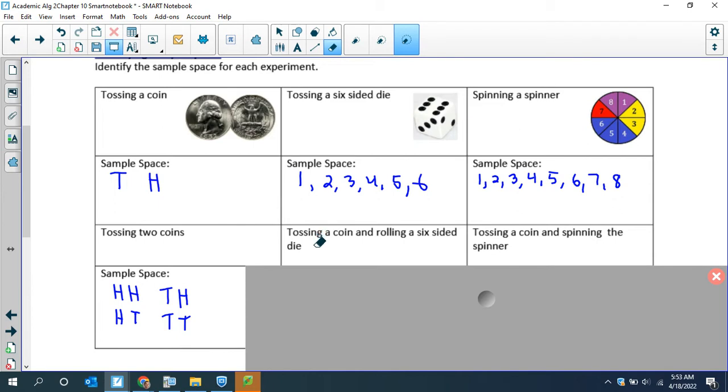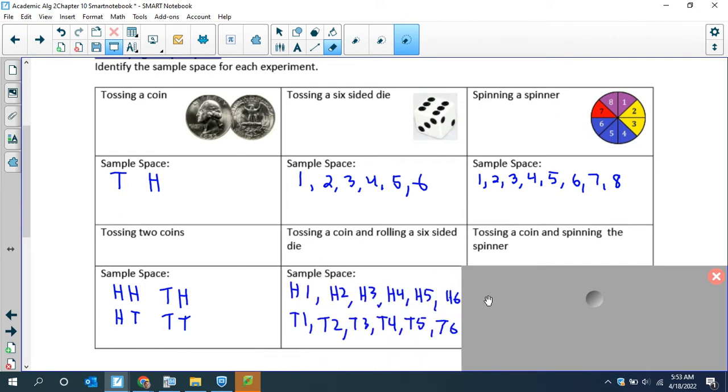Think about what your possible outcomes are for tossing a coin and then rolling a six-sided die. How many possible outcomes do you have, and what are they? So here we can get a head with the numbers 1, 2, 3, 4, 5, and 6. We can also get tails with the numbers 1, 2, 3, 4, 5, and 6. So that's our full sample space, and there are 12 possible outcomes here.